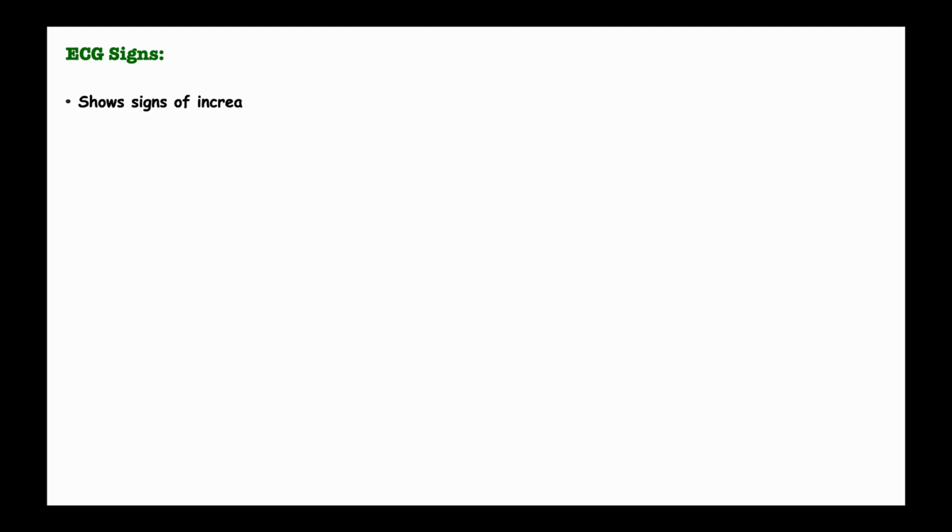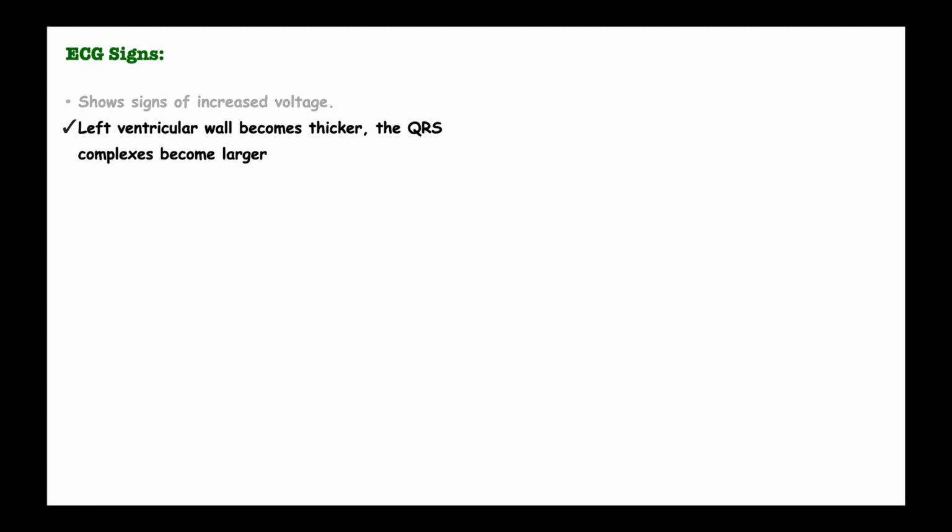Now, the ECG will show signs of increased voltage, and so as the left ventricular wall becomes thicker, the QRS complex also becomes larger. Why? This is because the hypertrophy leads to increased muscular mass of the left ventricle, which generates larger spikes in the R wave on the precordial leads. And the precordial leads V5, V6 represent the left ventricle, and V1, V2 represent the right ventricle. And this is why we use the ECG as a screening tool to determine who should undergo further testing with echocardiography.